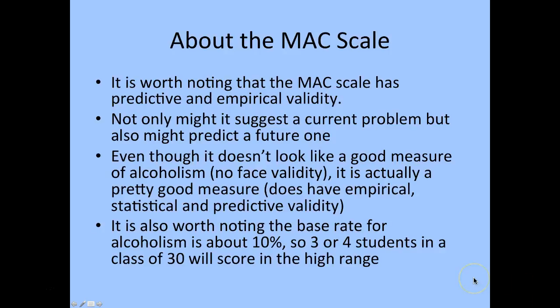It's also worth noting that the base rate, again, is about 10%. So when you get a class of 30 people, even in college, you're going to have maybe 3 or 4 students that score in the high range. And my guess is in a class of 20, you might have a couple of people score in the high range.